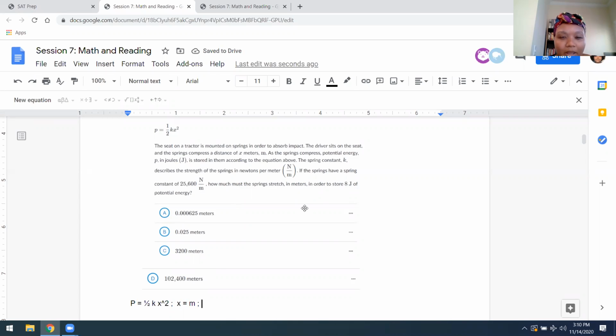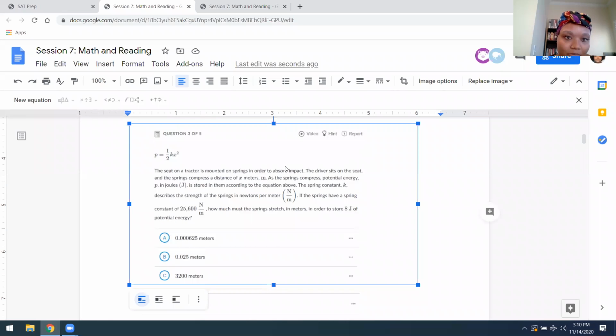So what else do we have? We're trying to make as many equivalences as we can, so we have a way to ground ourselves in this problem and start to figure out everything. So as the springs compress, potential energy P in joules is stored in them according to the equation above. Okay, the equation above.